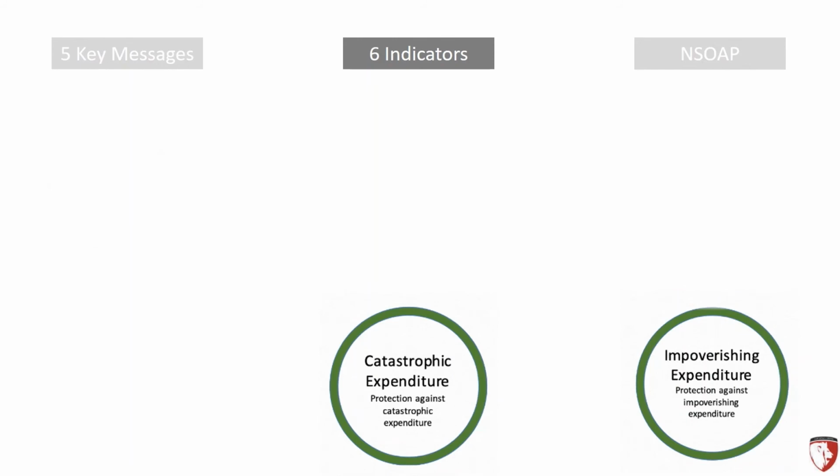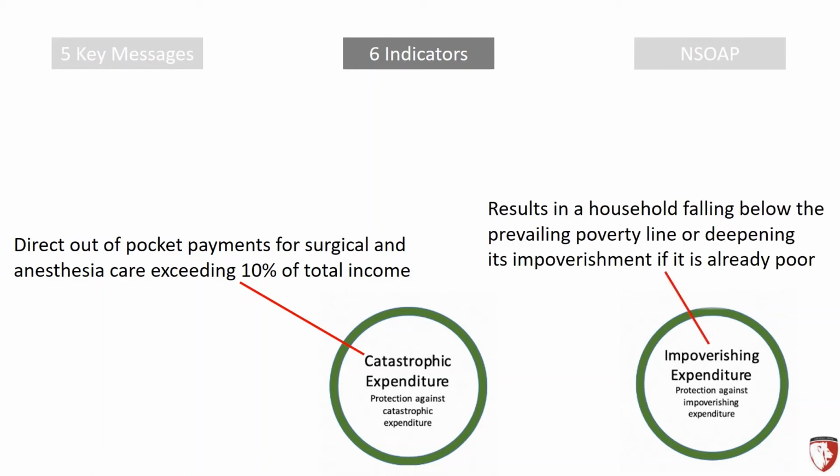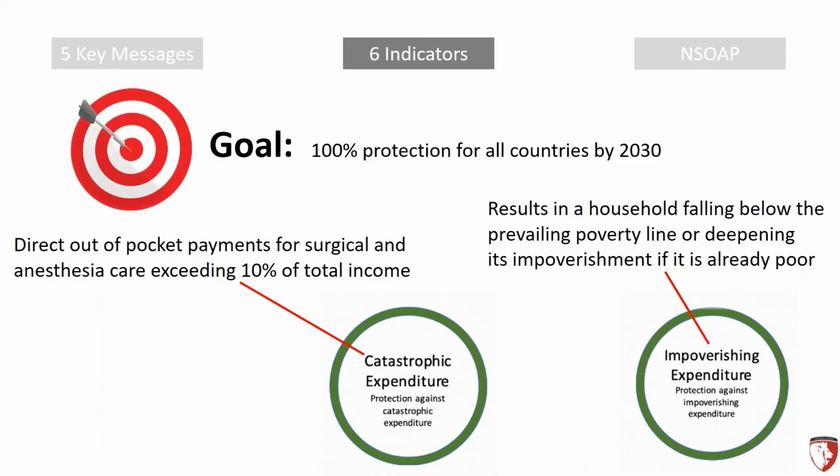The last indicators are both related to expenditure. Catastrophic expenditure measures the protection against catastrophic expenditure from out-of-pocket payments for emergency and essential surgical care. Impoverishing expenditure measures the protection against impoverishing expenditure from out-of-pocket payments for emergency and essential surgical care. Targets of 100% protection against both indicators are set for all countries by 2030.